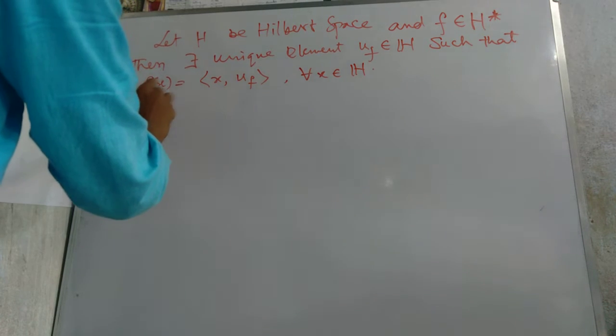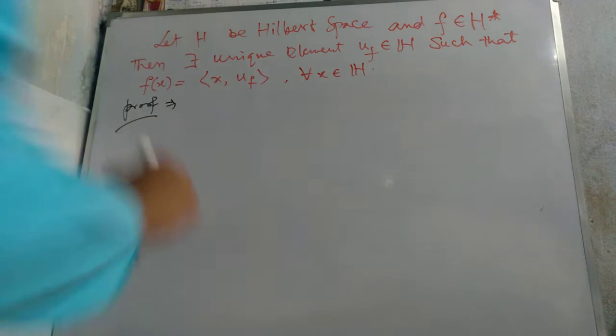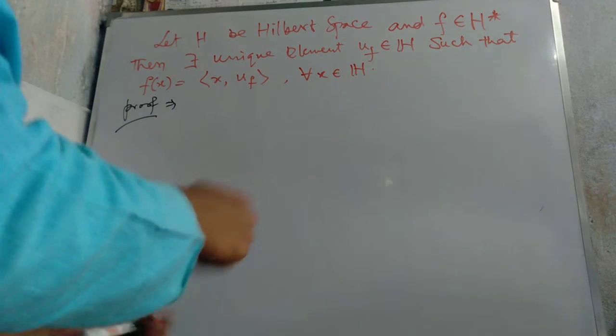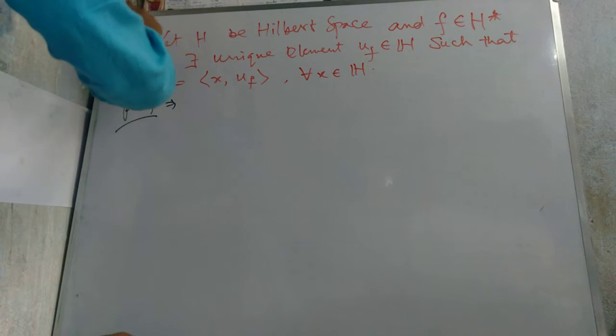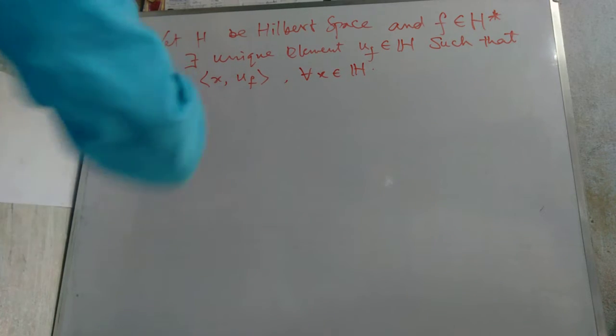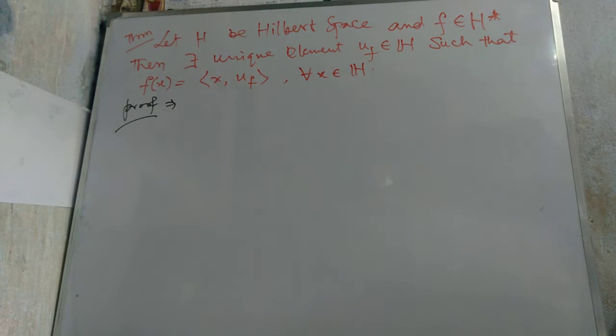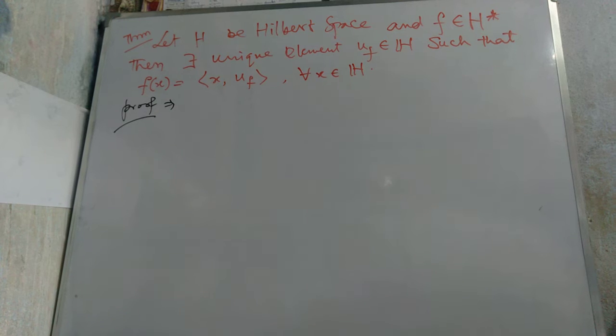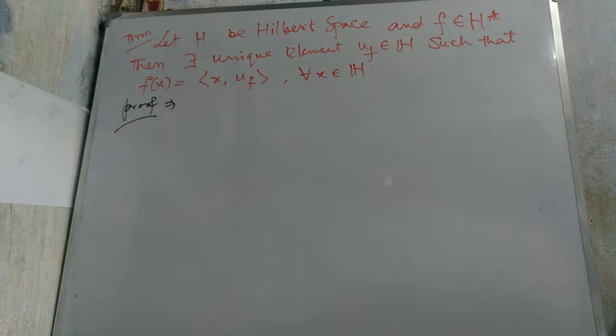How do we prove it? Write this as a theorem. Okay, this is the statement of the theorem. Let H be a Hilbert space, f belongs to the dual of H. Then there exists a unique element u_f belonging to H such that f(x) equals (x, u_f).